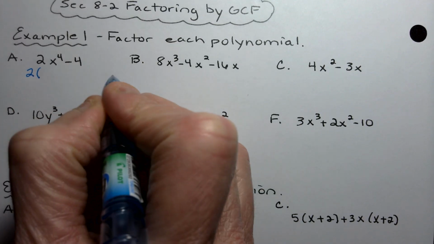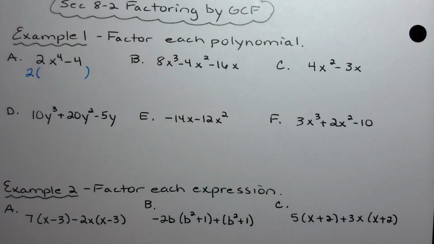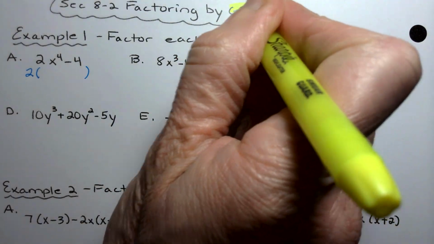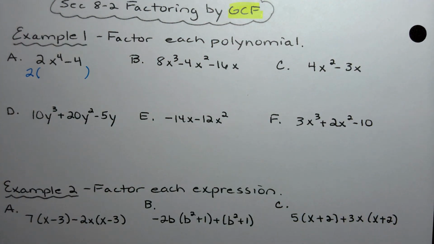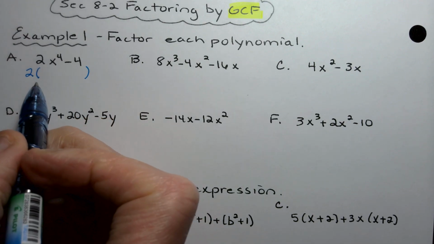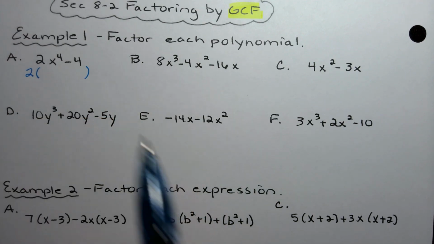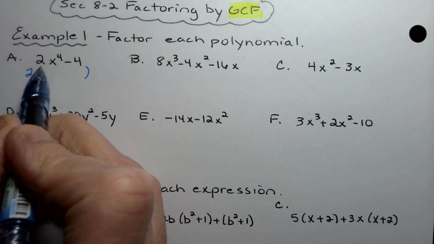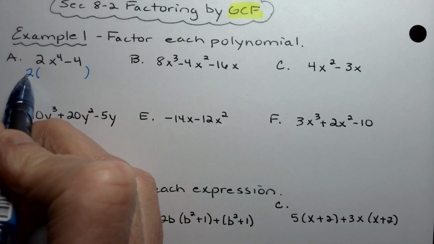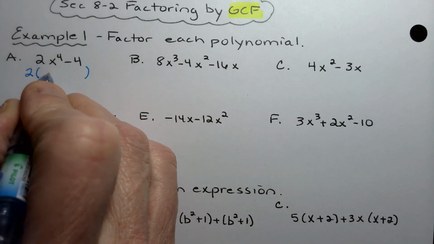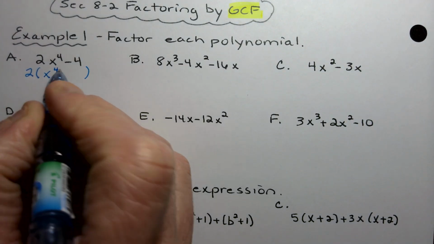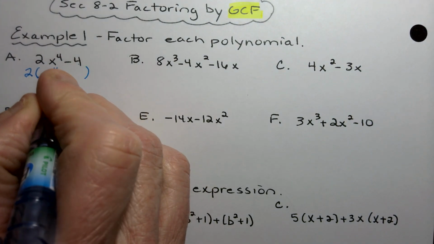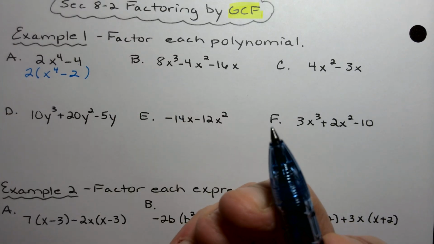This is called factoring by GCF. I should highlight that, because we're going to learn all sorts of different methods for factoring, and GCF is just the first one, and you always check for GCF. It makes your problem simpler if you can look in there and take it out. So what happens when you divide 2 divided by 2? You just get the 1, right? So I'm left with x to the fourth. 4 divided by 2 is 2.